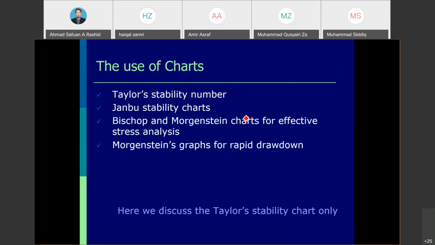Kita tahu geometry, kita tahu what is the soil properties. Then later on we may use the chart to predict the factor of safety. So we consider it as a preliminary factor of safety value. It is better to use the calculation method.